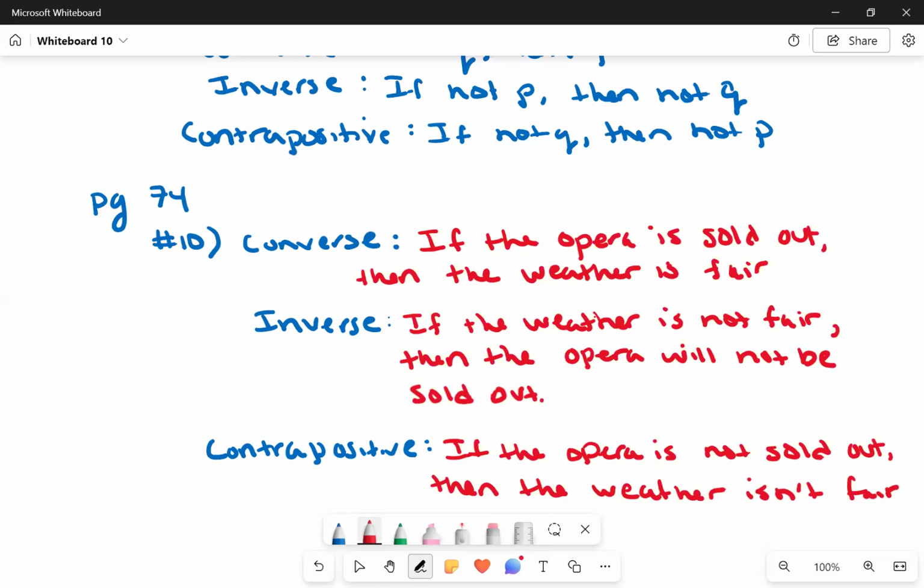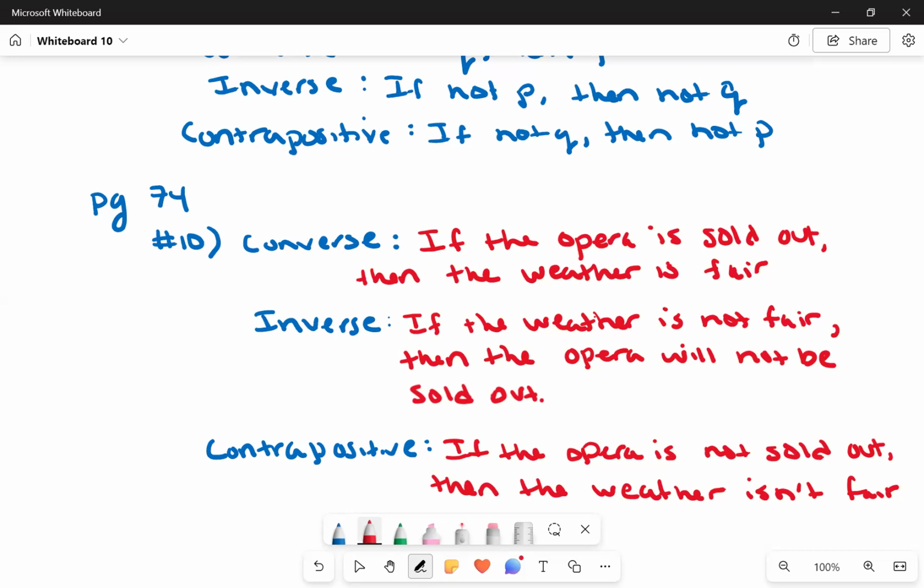And this is actually the only one that does work for the original statement in terms of truth. The other two might be true. It could possibly be true. But this one, if you are accepting the claim that if the weather is fair, the opera is going to be sold out, like that happens when the fair weather happens, the opera sells out. If you accept that statement as true, then the contrapositive is also true, meaning if the opera is not sold out, then the weather isn't fair.